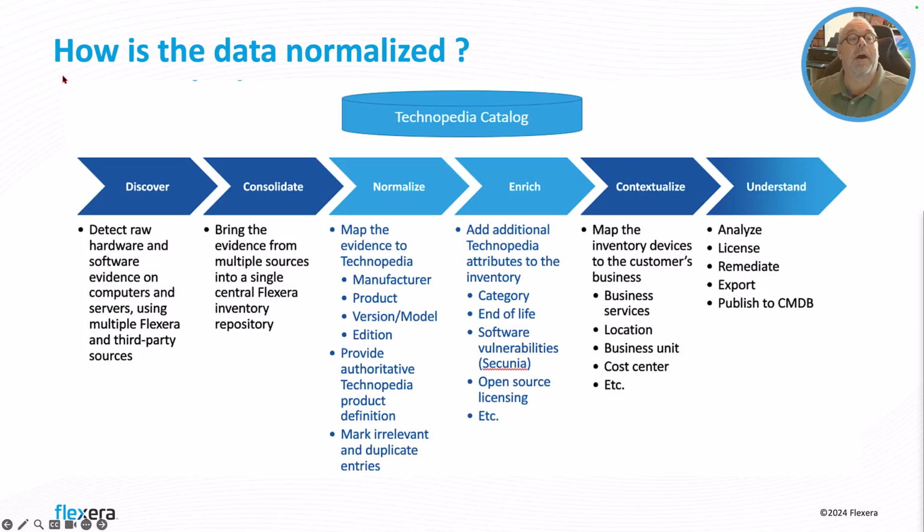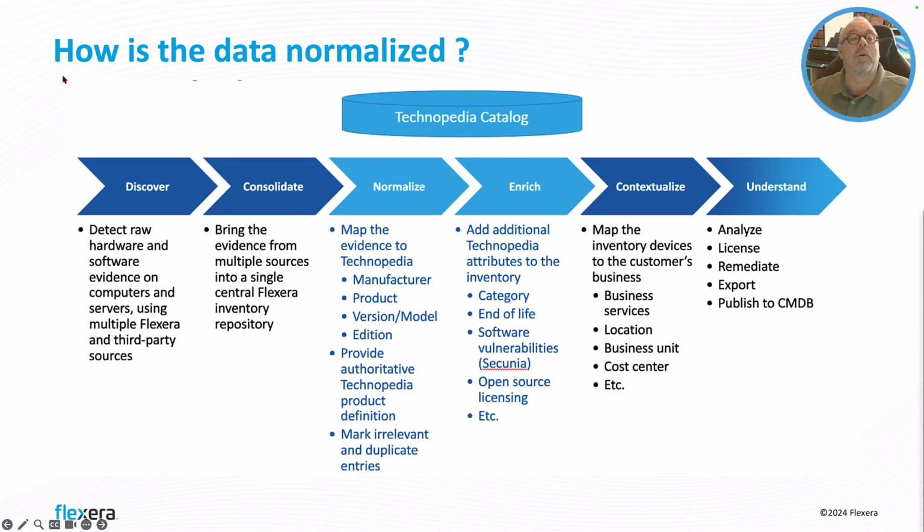Let's review how IT visibility normalizes the raw data through a phased approach. The first phase of the process is discovery. Discovery detects raw hardware and software evidence on devices using Flexera and third-party sources. This data would then be consolidated. The consolidated phase brings the evidence from multiple data sources into a single inventory repository.